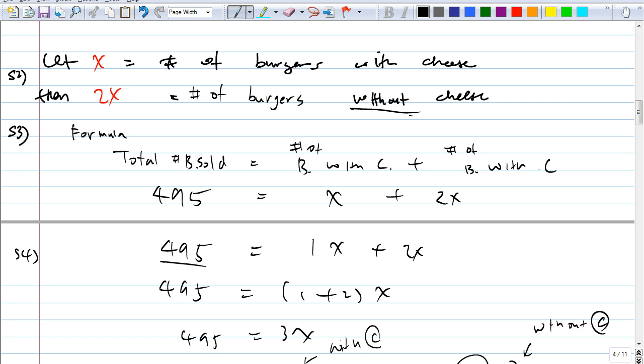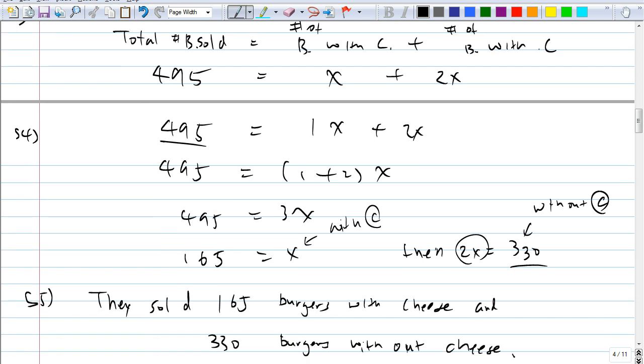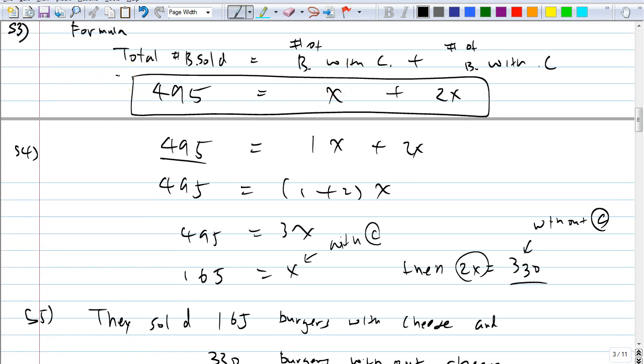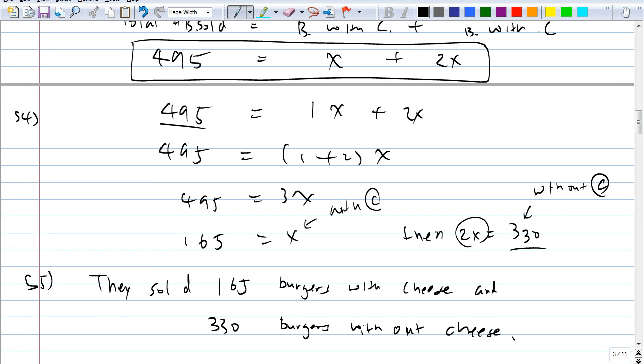So how do you set it up? On the equation, how would you do it? What do you mean? This is the equation right here, right? So we solve for x. Once you know x, you could always figure out 2x, can't we? You multiply x times 2, 330. Does that make sense? You sure? Okay, so after I got x, I said, okay, then 2 times x is 330. That's the one without cheese. Because isn't that what we said in the very beginning when we declared our variable?